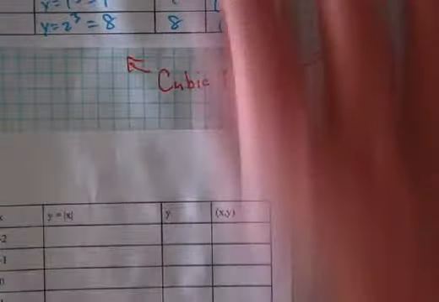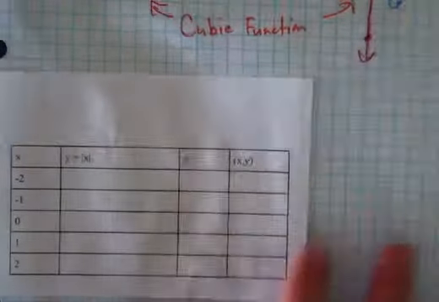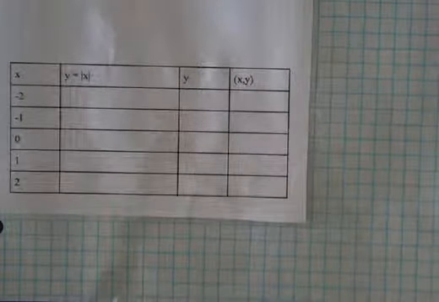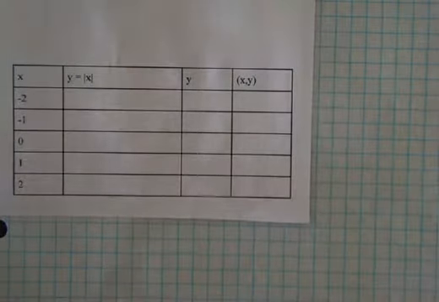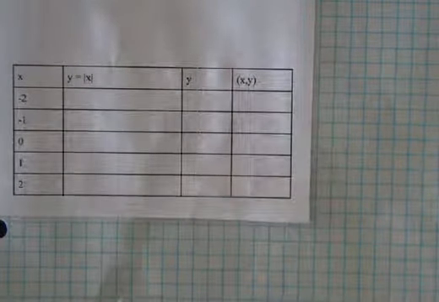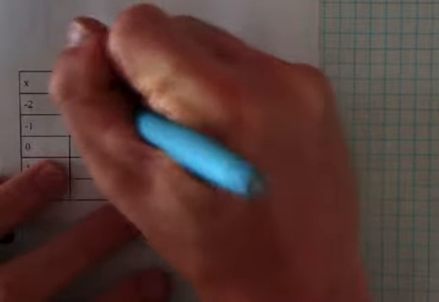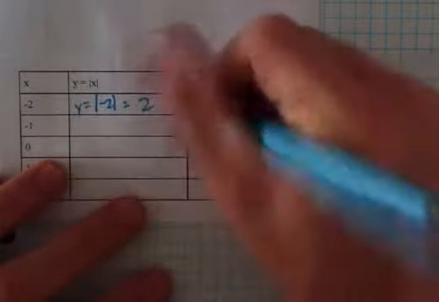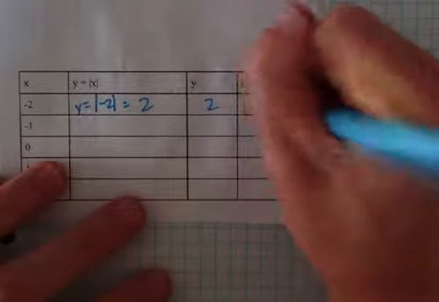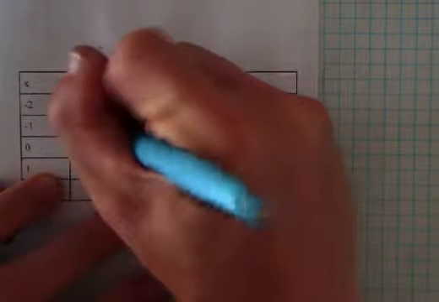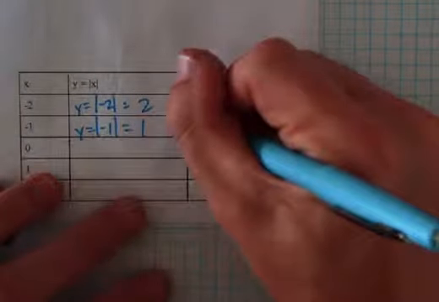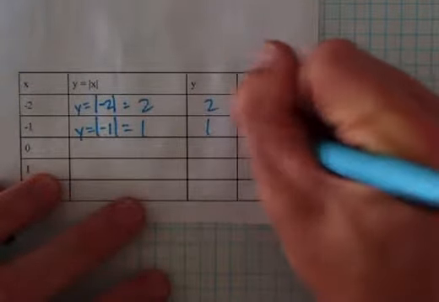Now we have y equals the absolute value of x. Remember, absolute value tells us the distance a number is from 0 on the number line. It basically makes everything positive. So here we got negative 2. So y equals the absolute value of negative 2, which equals positive 2. We get negative 2 comma 2. Y equals absolute value of negative 1, which equals positive 1. So we've got negative 1, positive 1.